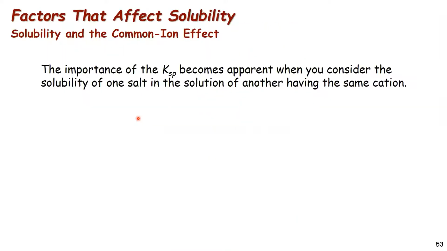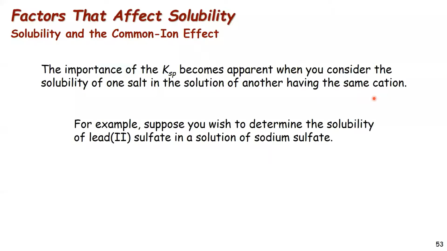Okay. Let's talk about solubility and the common ion effect. So the importance of the KSP becomes apparent when we consider the solubility of one salt in a solution that has the same cation or anion. For example, suppose you wish to determine the solubility of lead 2 sulfate in a solution that already contains sodium sulfate.